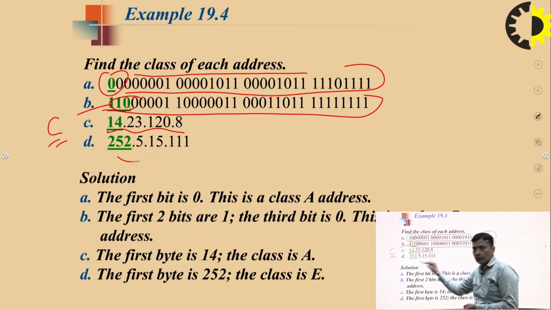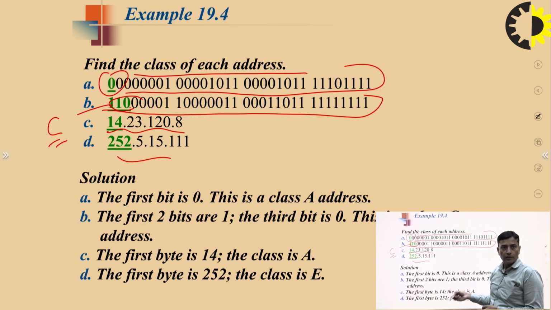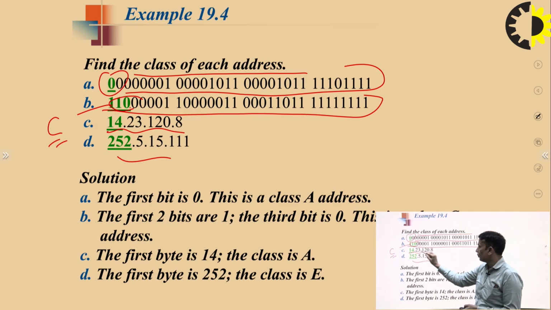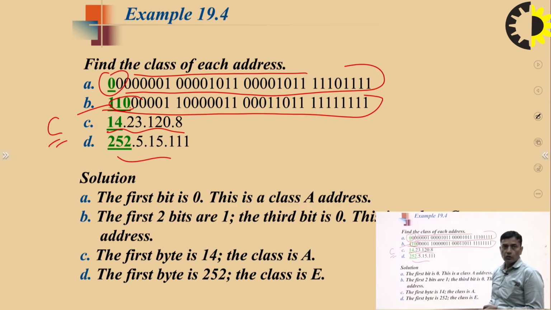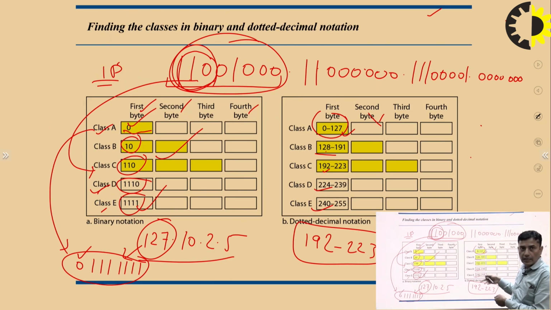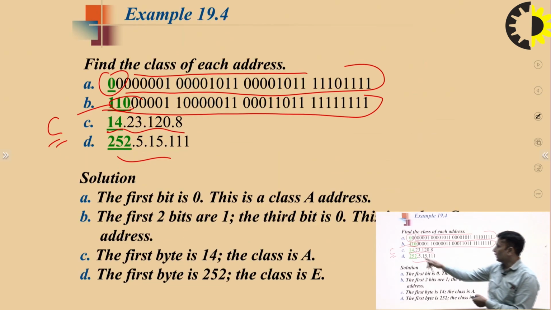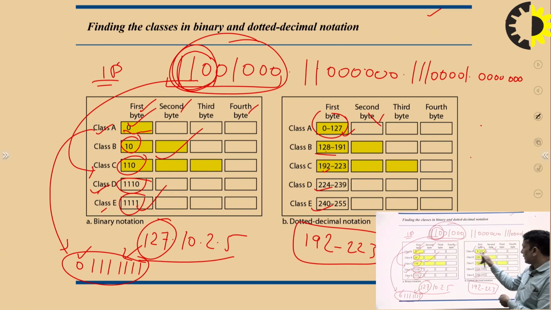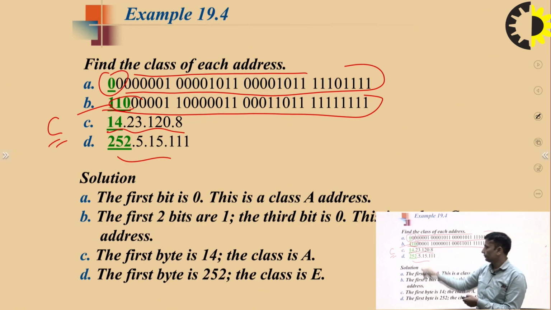Two examples are given in dotted decimal notation. So, this is 14.23.120.8. If you have an idea about this binary identification of the classes, no problem, you can directly find out. The 14 comes in the range of class A, 0 to 127. That's why this belongs to class A.